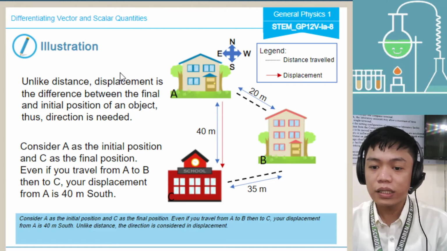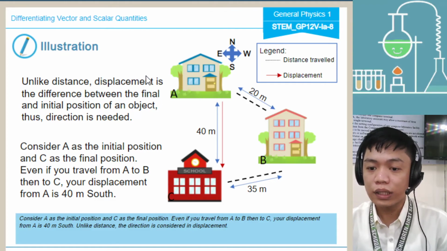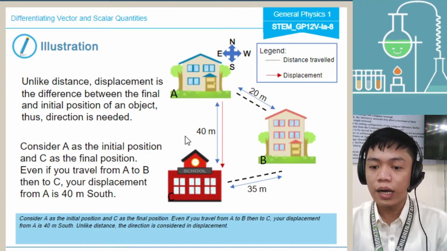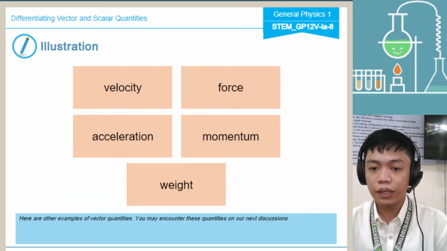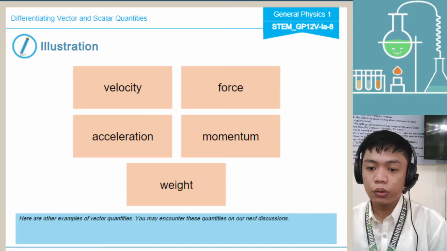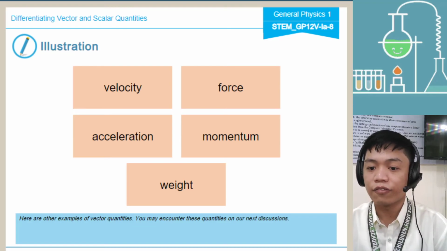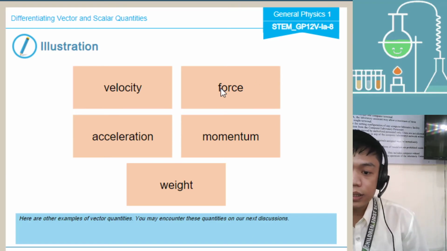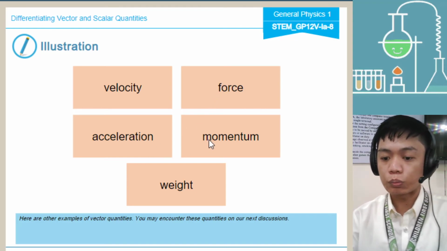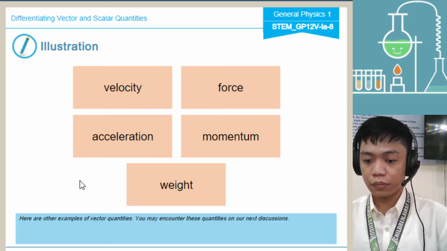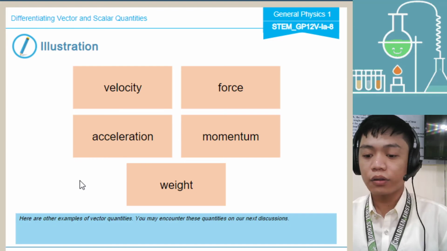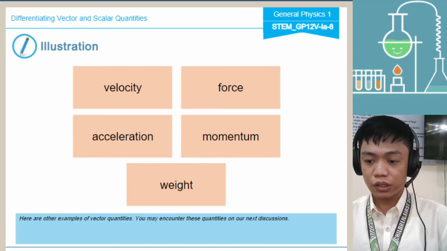Without direction, you are not able to see whether this is a vector quantity or a scalar. Maybe you can say that this is a scalar. Okay? So let's continue. Take note, class, that velocity, force, acceleration, momentum, and weight are examples of vector quantities. You may encounter these quantities in our next discussions.